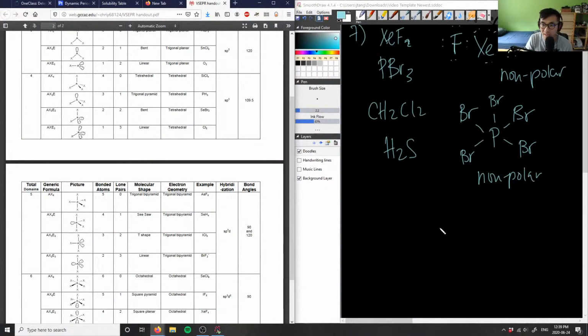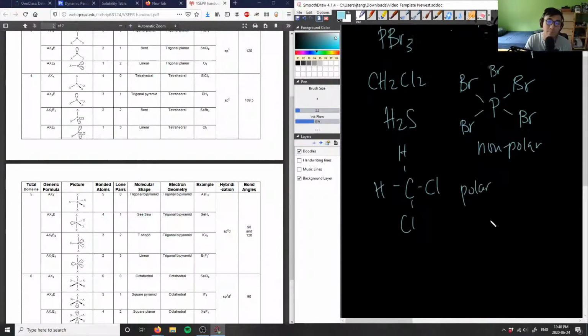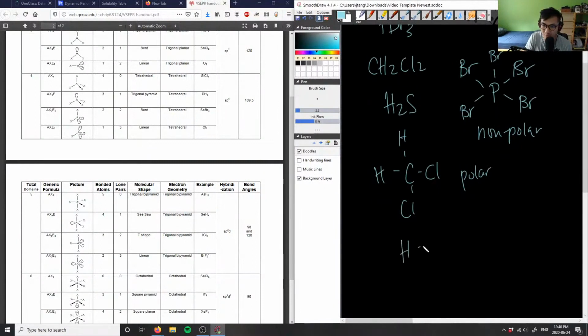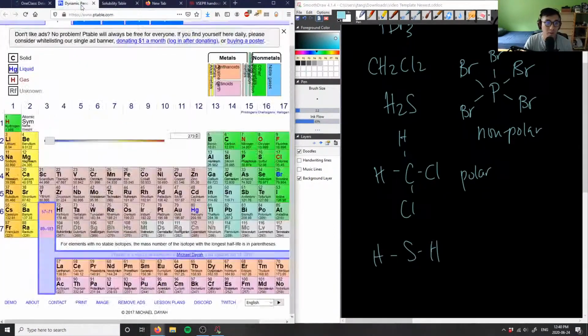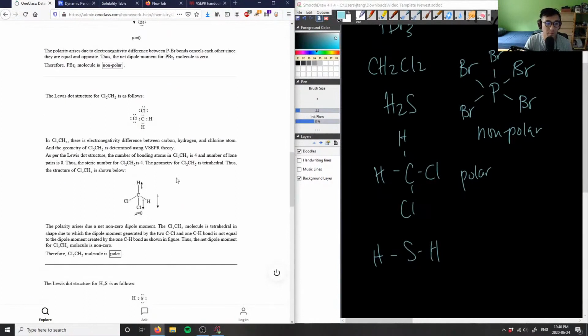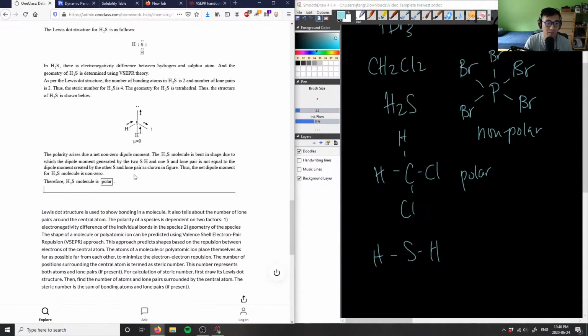So next you have CH2Cl2. So this is going to be bonded to H, this is bonded to H, this is bonded to Cl, and this is bonded to Cl. You have an electronegativity difference between chlorine and carbon in this case. So this structure is polar. And H2S is also polar as well, right? Because you have an electronegativity difference between sulfur and hydrogen here. So again, you have polar here, and this is also polar.